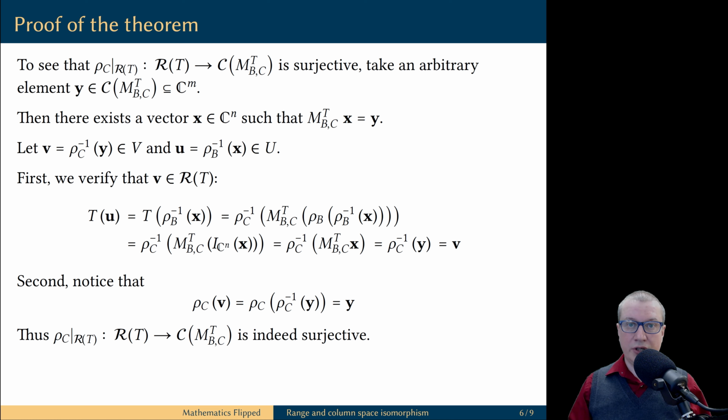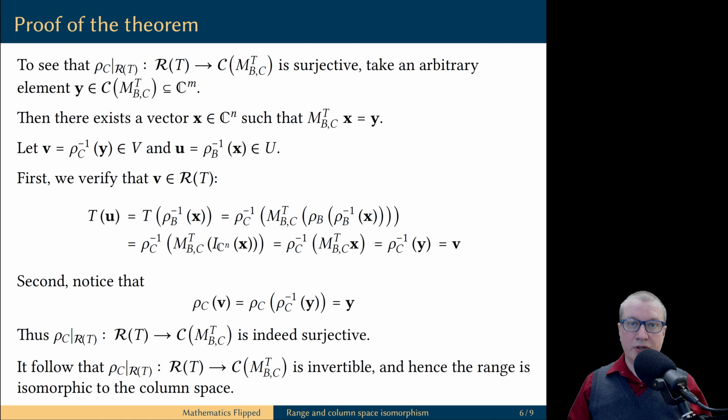This shows that the restriction of rho C to the range of T is surjective as a linear transformation from the range to the column space, because every vector y from the column space of the matrix representation is equal to the value of rho C on some input from the range of T. So this restriction is both injective and surjective as a linear transformation, therefore it is invertible, and this establishes the isomorphism between the range of T and the column space of the matrix representation.